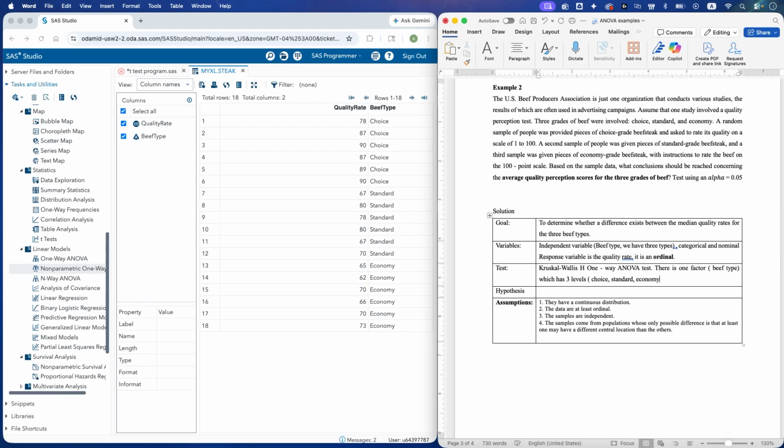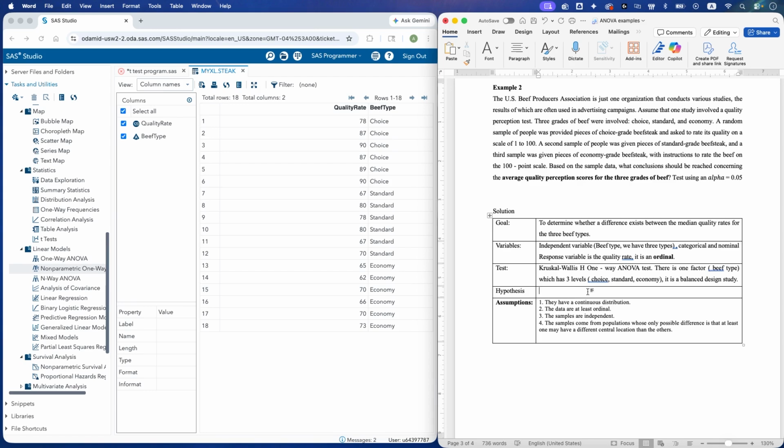Economy. Okay. And if you notice, it's a balanced design, because the samples are equal. So it's a balanced design study. Okay. So what are the hypotheses?